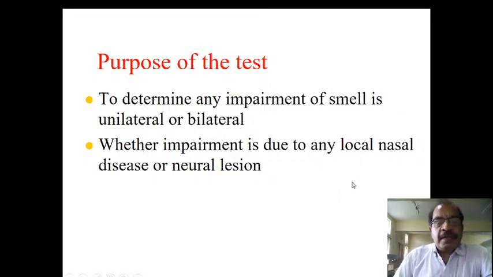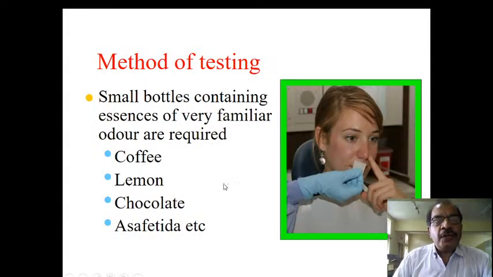Then it may be due to some local lesion in the nose, or it may be because of some central nervous lesion. So that will help in the localization of the lesion based on associated findings in the clinical profile of the patient. So when you examine the first cranial nerve, you should use those items which the patient is likely to be familiar with.